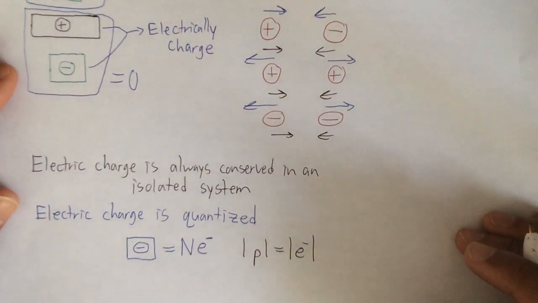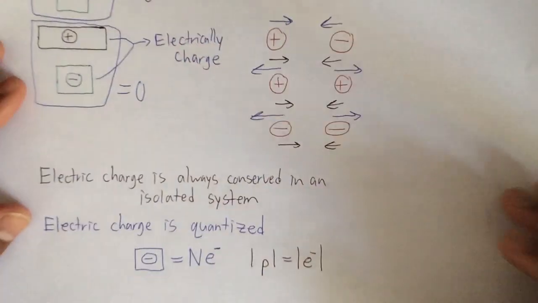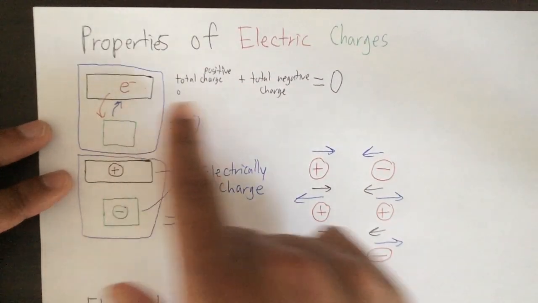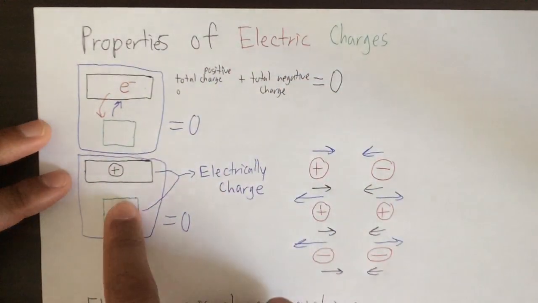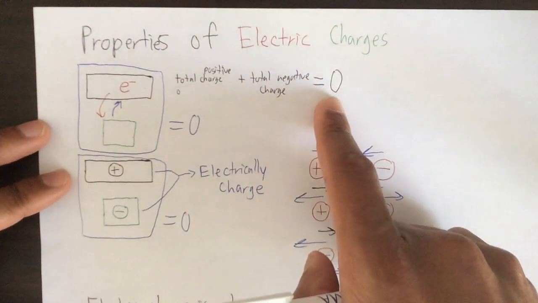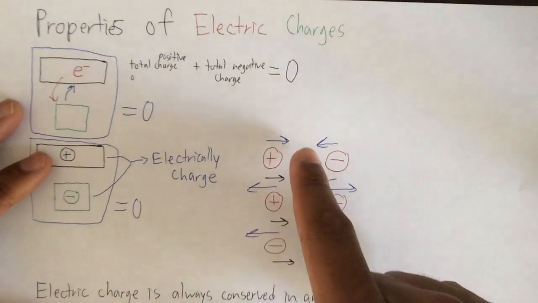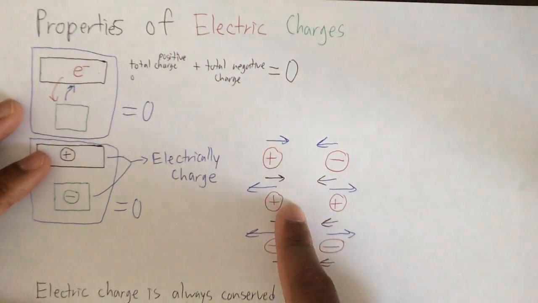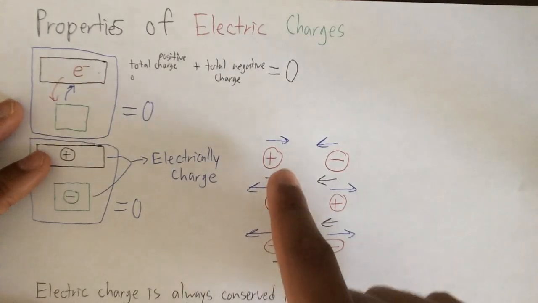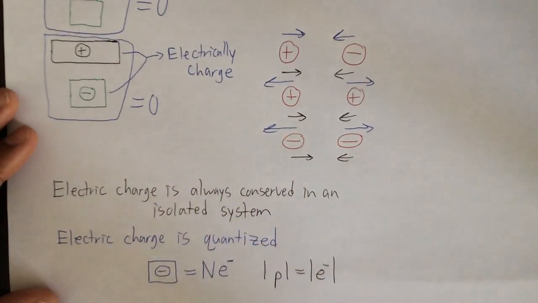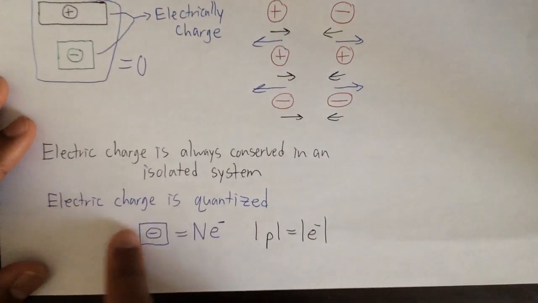So let's review all the properties we talked about. So we discussed what it means for an object to be electrically charged, and what it means for an object to not be electrically charged. We talked about the repulsive and attractive forces of charges. We discussed how electric charge is conserved in an isolated system, which just basically means electric charge cannot be created or destroyed. We talked about how electric charge is quantized.